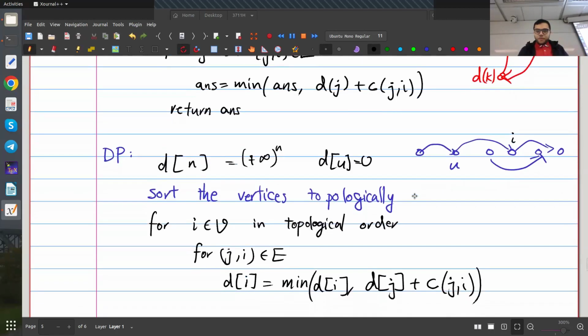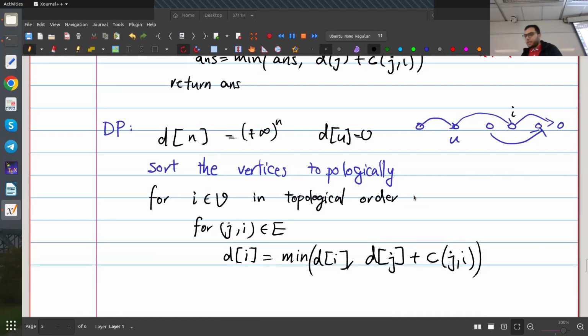Okay. Anyway, what is the runtime here? Well, whenever I want to process a vertex I, I have to look at all the incoming edges that are coming into I, right? So this whole part, these two for loops, are going to take O(n plus m).